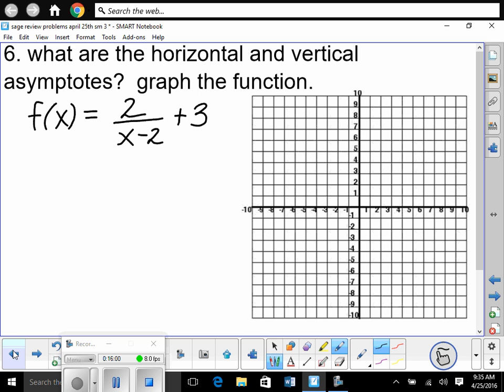This is the last one. You need it. So we didn't get to it last time. So it says, what are the horizontal and vertical asymptotes? And then graph the function. What are the horizontal and vertical asymptotes and graph the function? It's been a long time ago that we were graphing rationals.